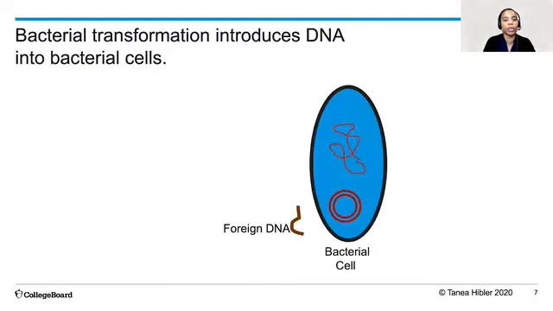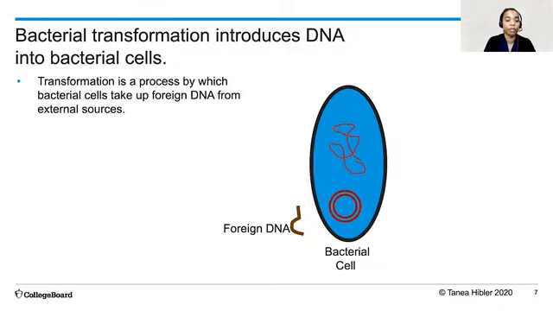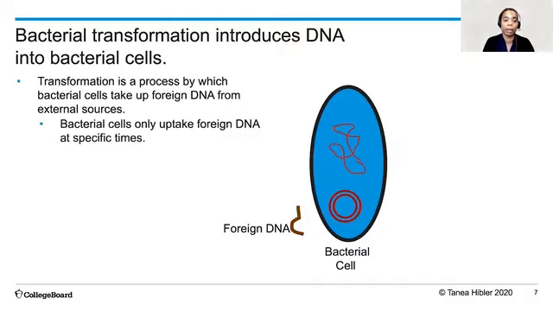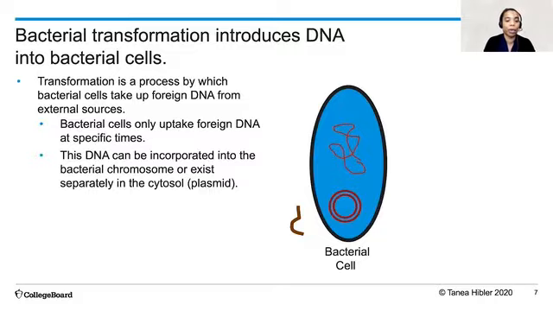Bacterial transformation introduces DNA into bacterial cells. So here we have a bacterial cell and we have some foreign DNA. Transformation is a process by which that bacterial cell takes up foreign DNA from external sources. Bacterial cells only take up foreign DNA at specific times.